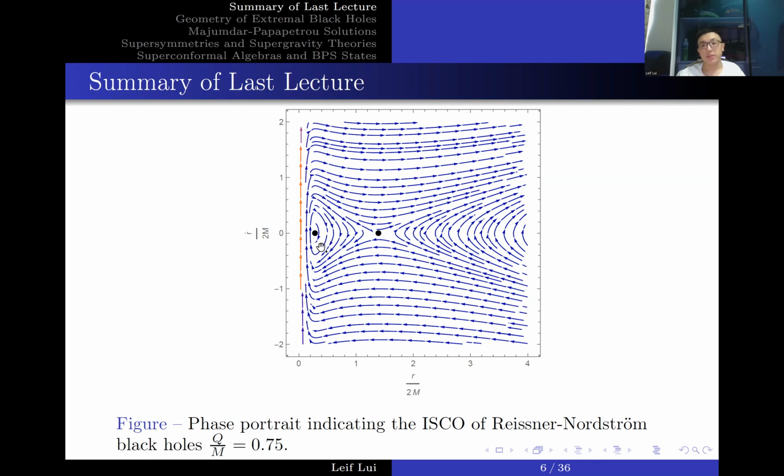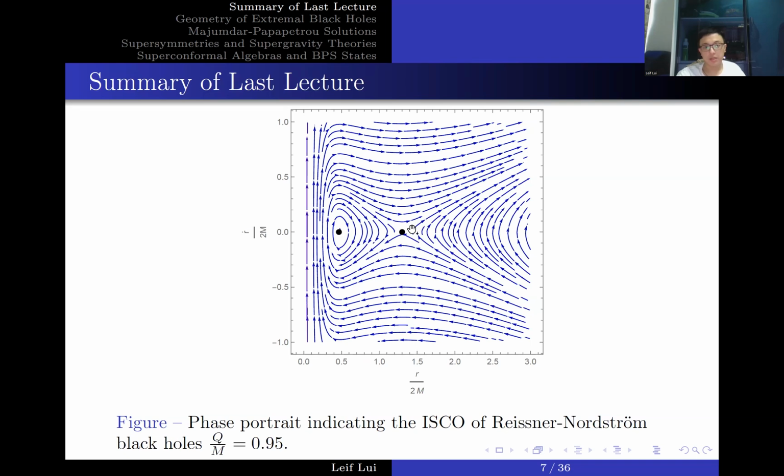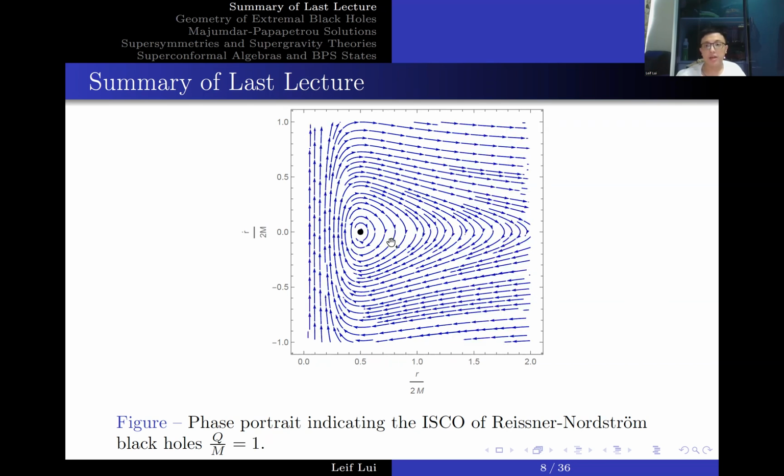And then one of them exhibits a limit cycle behavior. By further increasing the charge to mass ratio, we see that the limit cycle behavior still persists, and the dots get closer and closer together. Finally, when we arrive at the extremal black hole case, the two dots coincide, and they form one event horizon, which is at half a Schwarzschild radius. This makes sense because extremal black holes only have one event horizon, and it's at r equals M.